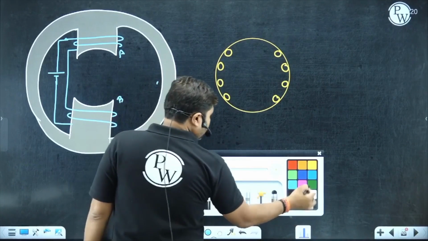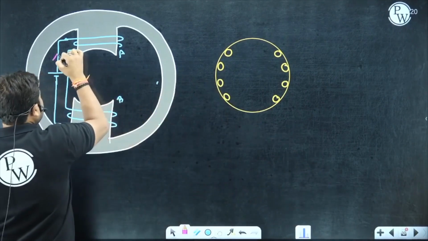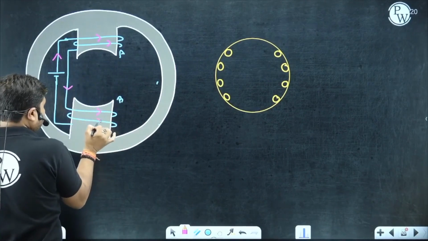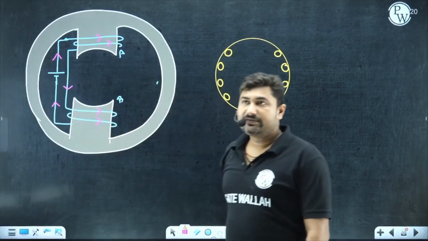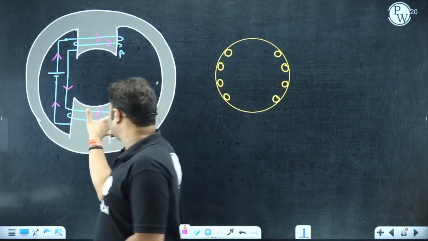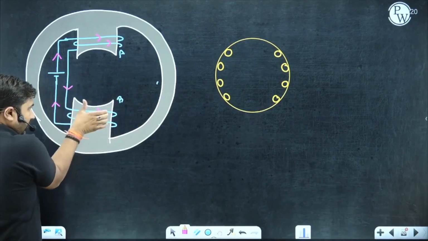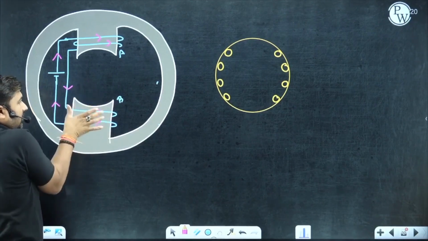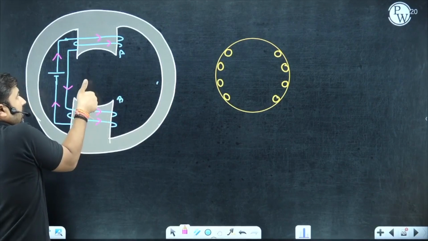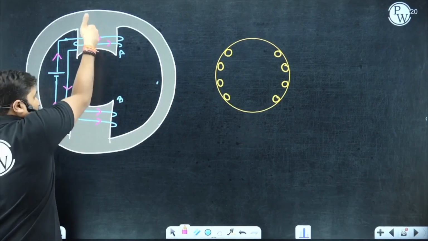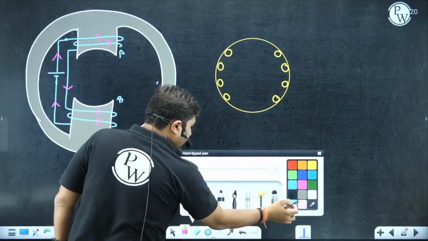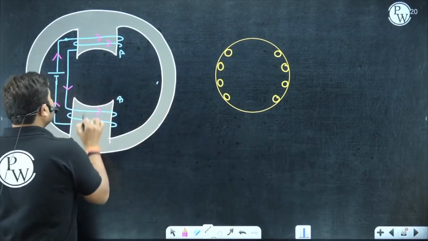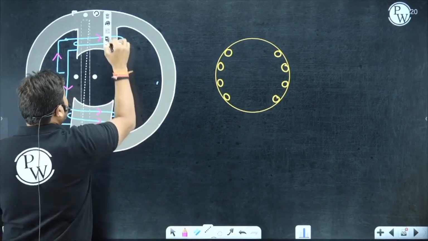The current flows in this manner. So if you observe, sir, current flows in this manner. So magnetic line of forces are coming out from the material from here, and it is again going back to the material here. So magnetic line of forces are going to complete their path in this way.